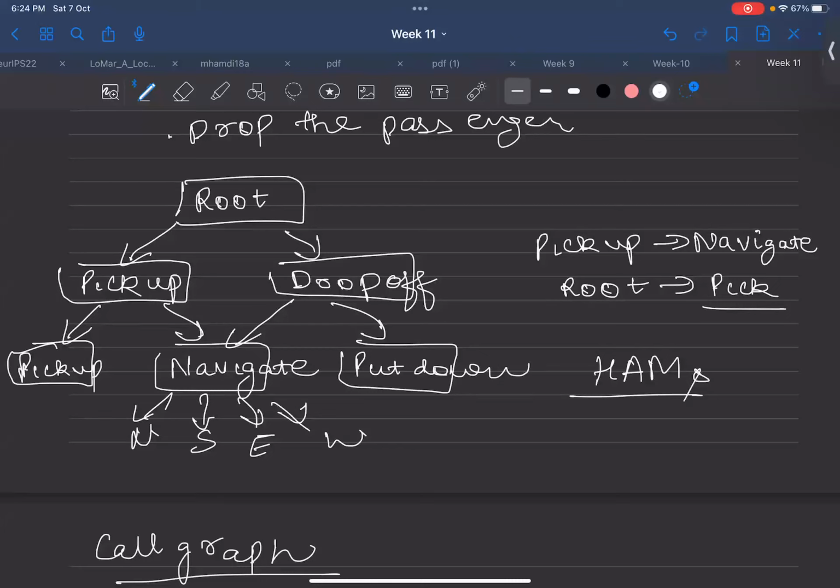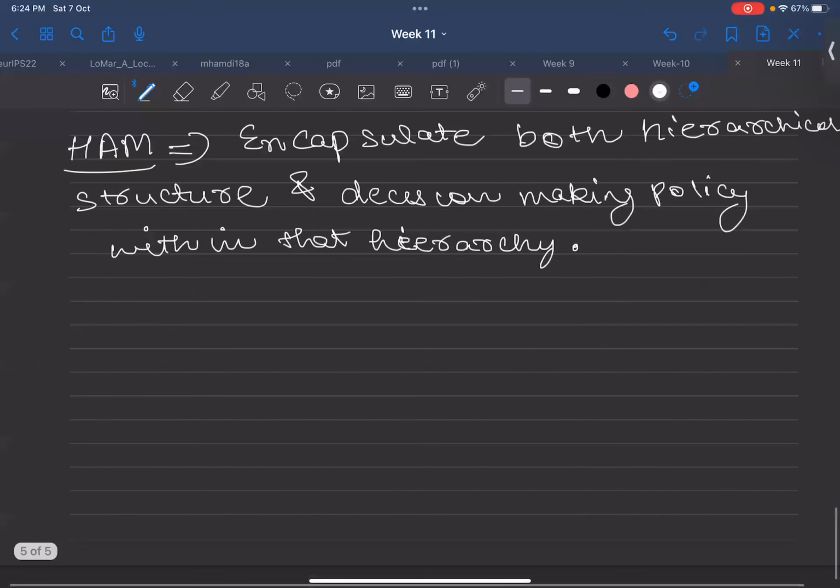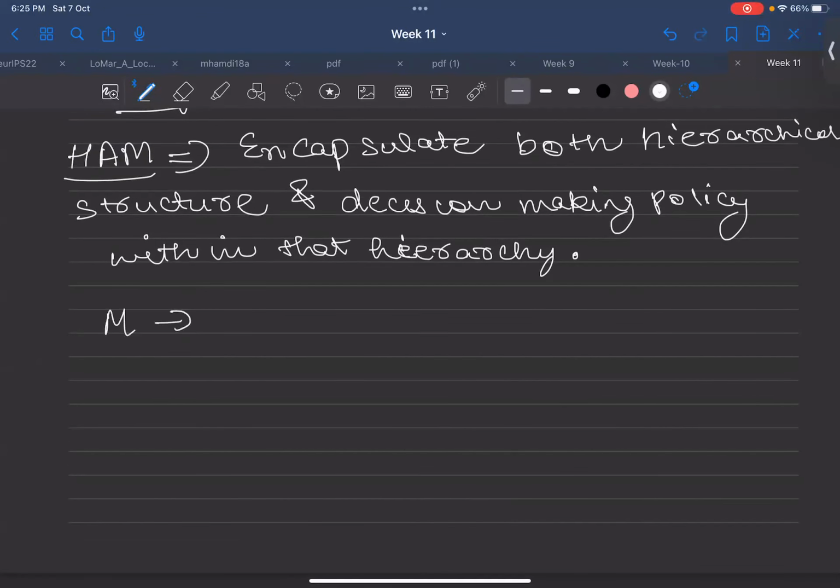And what does layering imply here? Layering implies the hierarchy: subtasks and primitive actions. So whenever I come to pickup, I can use pickup and navigate here. Similarly, when I come to drop off, I can do navigate and put down here. So basically, they are not read in any order according to my graph. Yes, no order.